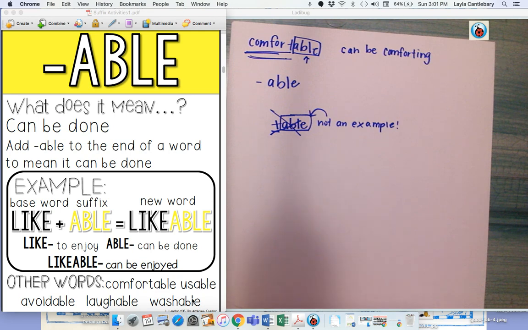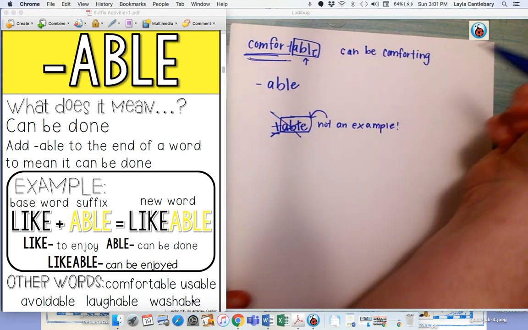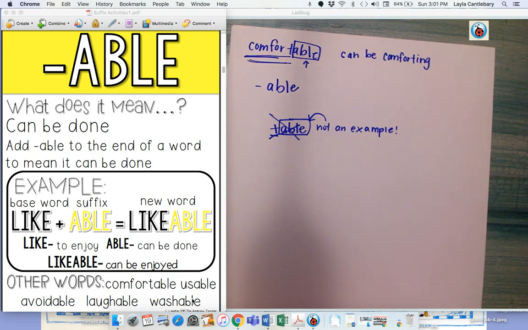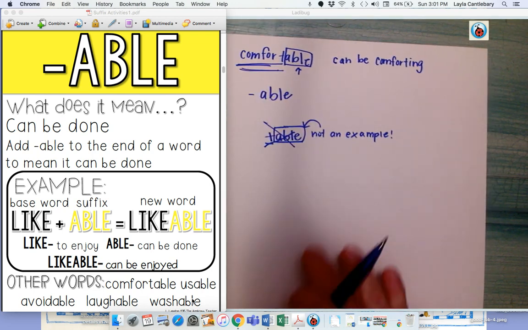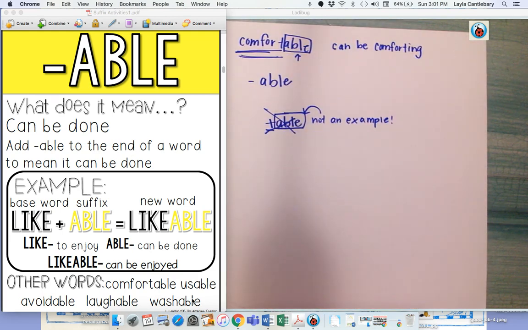And then you're going to define two. You're not going to define likable, and you're not going to define comfortable, because those have both been defined for you. You're going to choose 2 other words from your list to define. And then you're going to take a picture and upload that to Class Dojo.